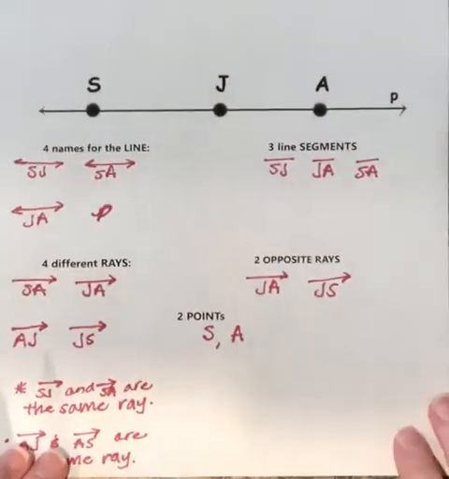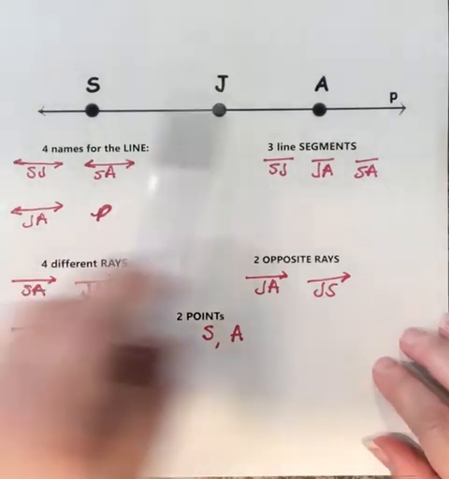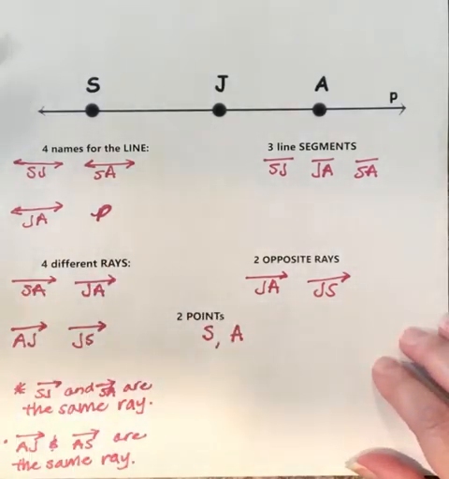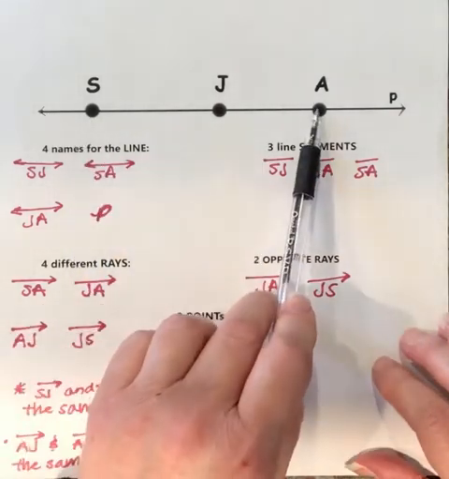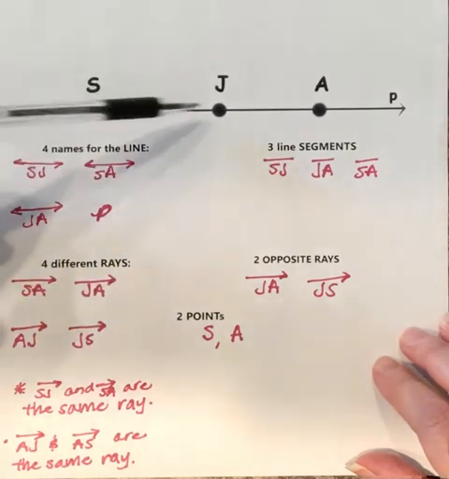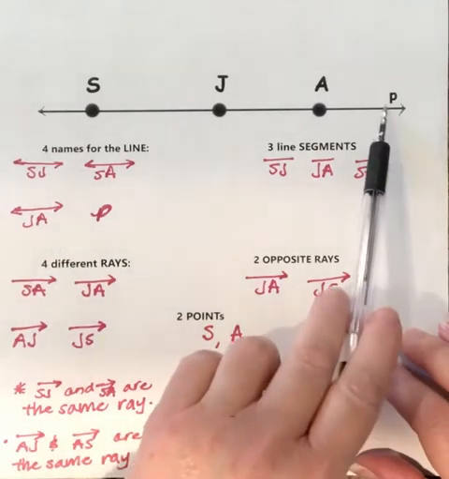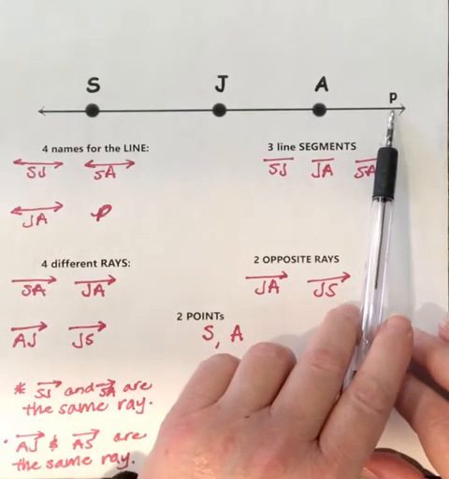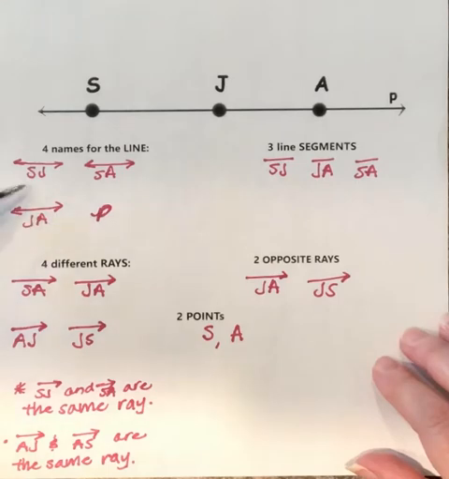So when it comes to actually figuring all this out and naming them, here's this example here. Here's a line. You can see there are arrows on both sides of the line. I have 3 points on the line and then this lowercase p. So 4 different names for the line. Again, I can name it with any 2 points. So SJ, SA, JA, or I could name it with just this lowercase p. Again, I could have named it line JS, AS, or AJ, all the same line.